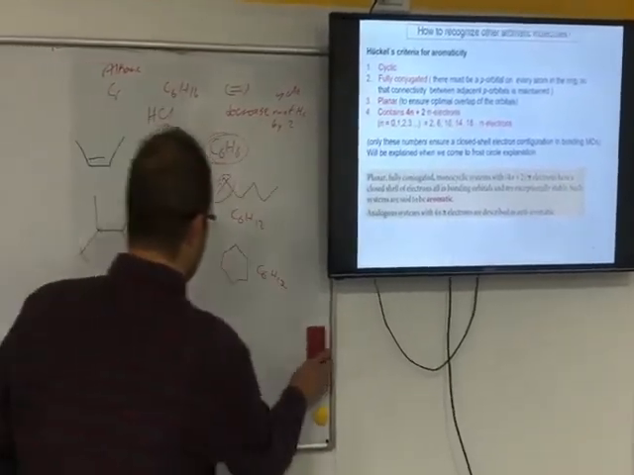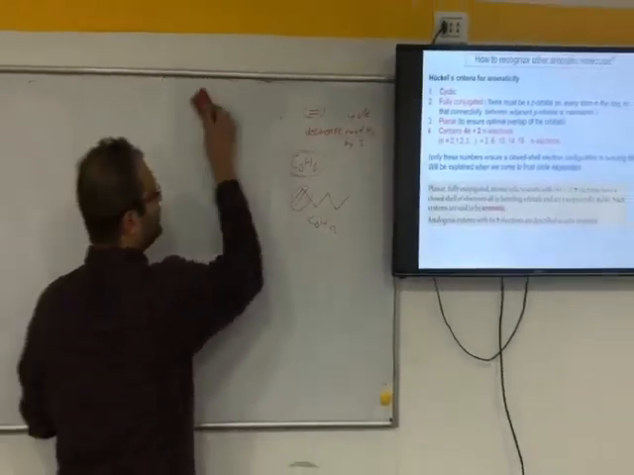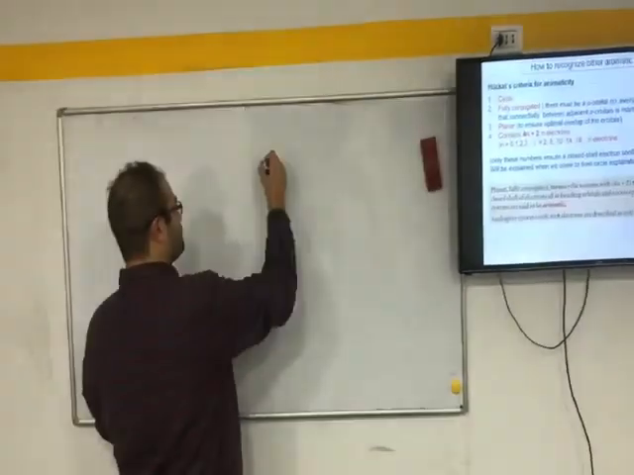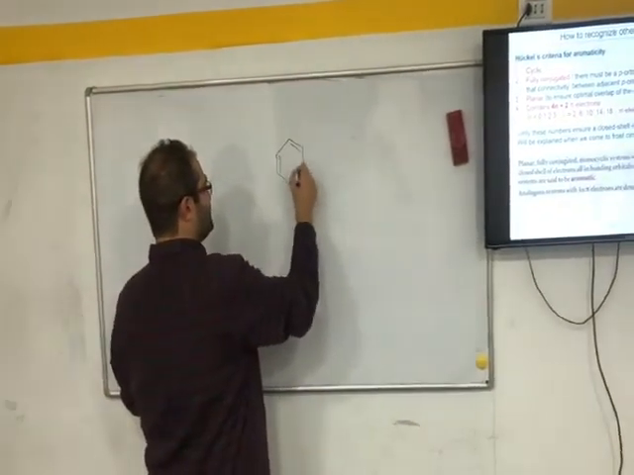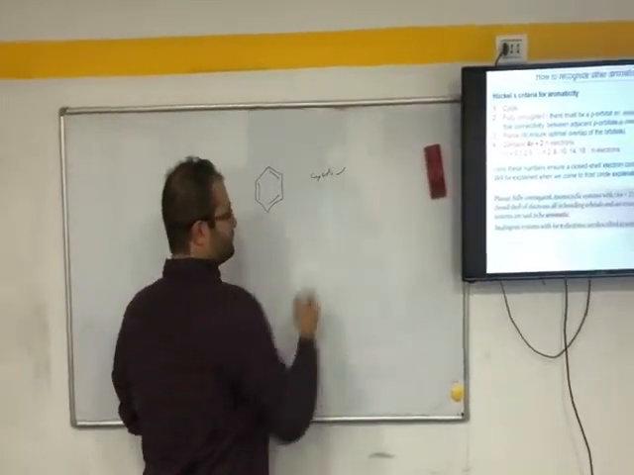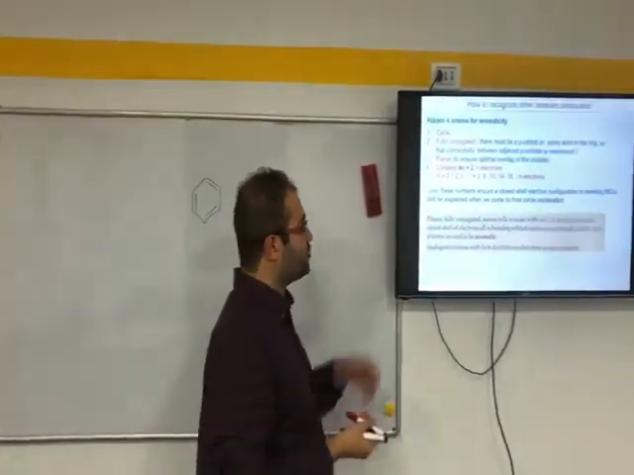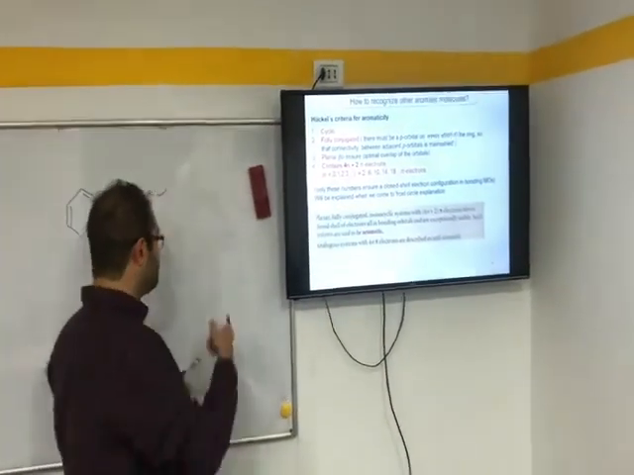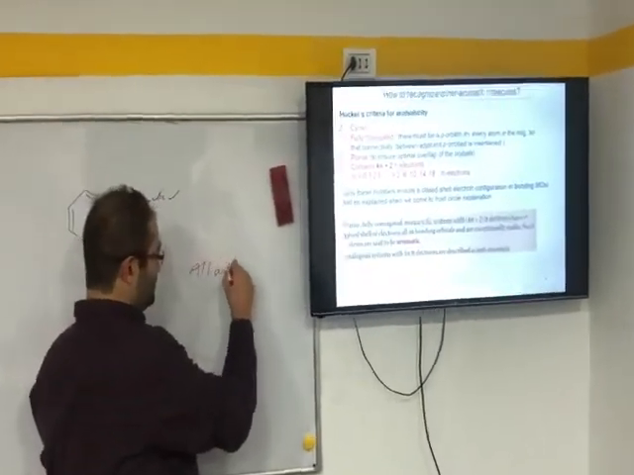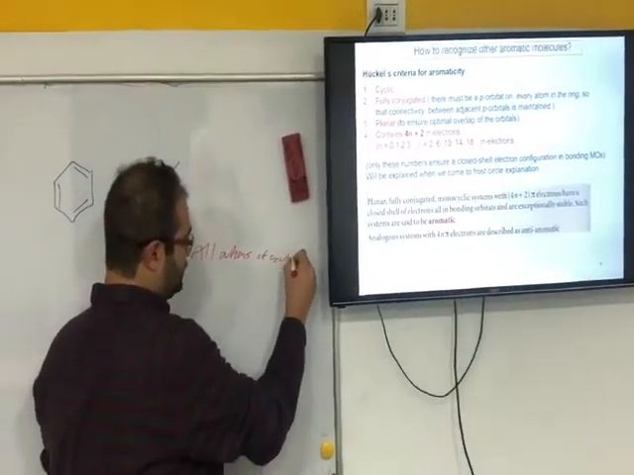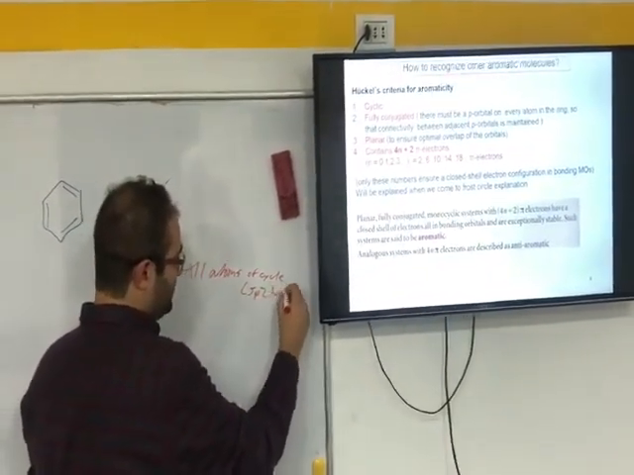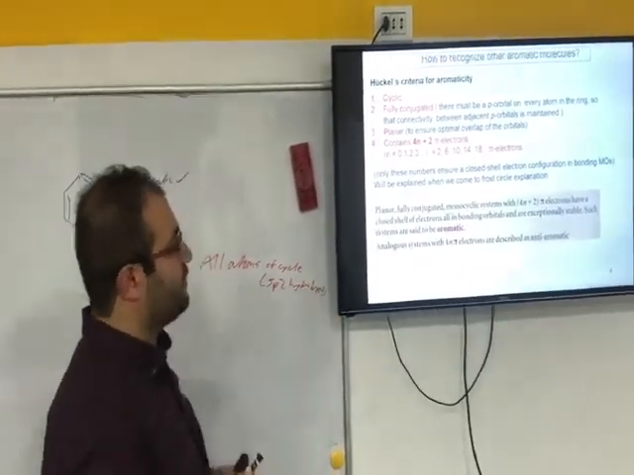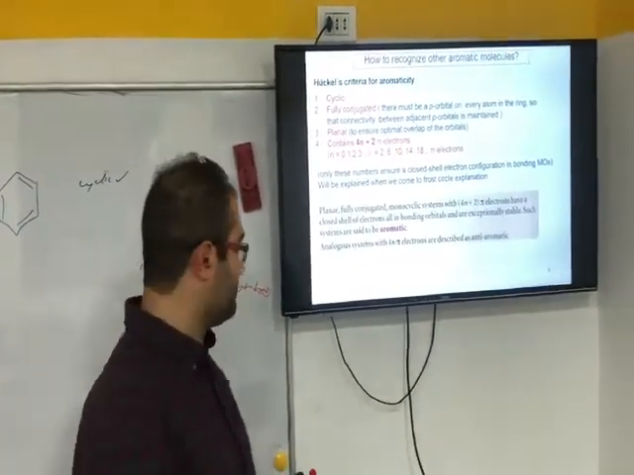So let's apply the criteria on the structure of benzene. For the structure to be aromatic, it has to be cyclic. This is benzene. Benzene is cyclic. The second point is that for the structure to be aromatic, it has to be fully conjugated. What does it mean, fully conjugated? Fully conjugated means that all the atoms of the cycle have to be sp2 hybridized. This is what's meant by fully conjugated.